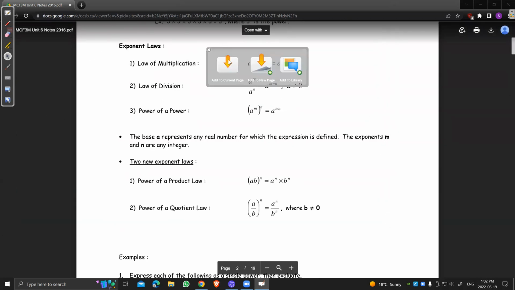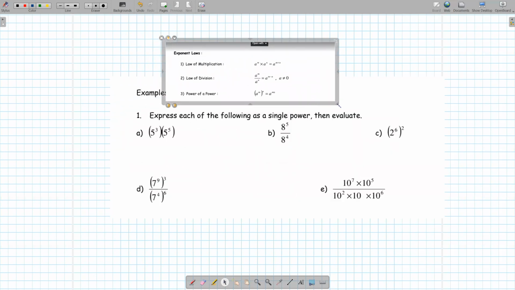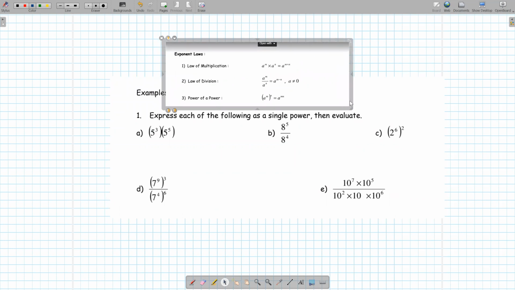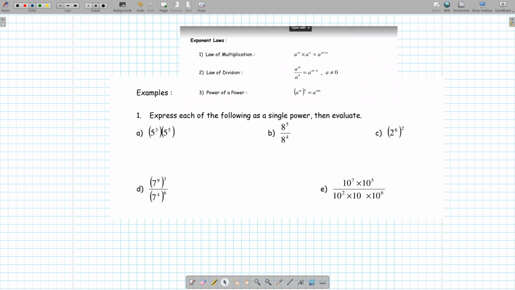Well, it's just these three are the main ones, right? These three. So you have a multiplication, you have a division, and then you have like a double power. And those are the rules. So what's the answer to part A?